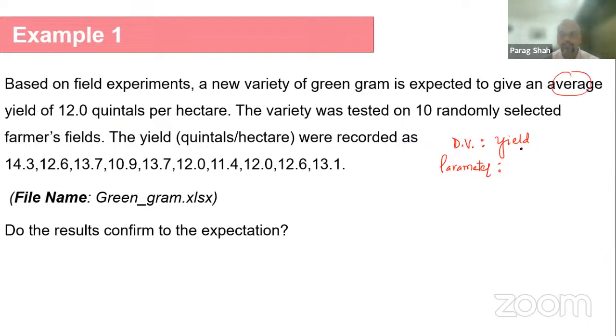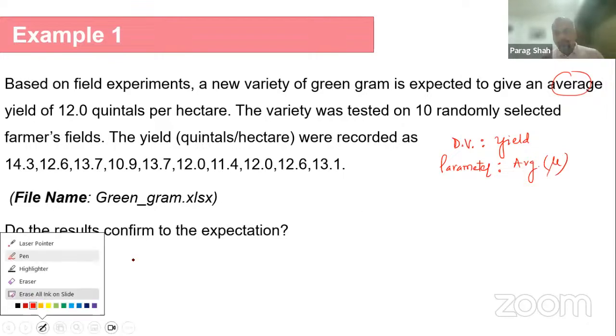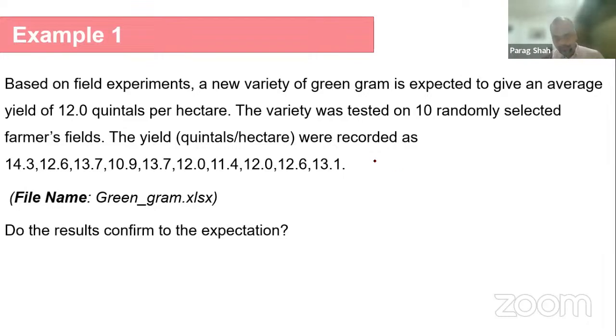What is that? On an average. This much is okay. So my decision variable is yield. My parameter is mu. Next part. Decision variable is yield and my parameter is average. That is yield. We know the yield of crop that we get, it is a scale. So that is clear that my data is scale.